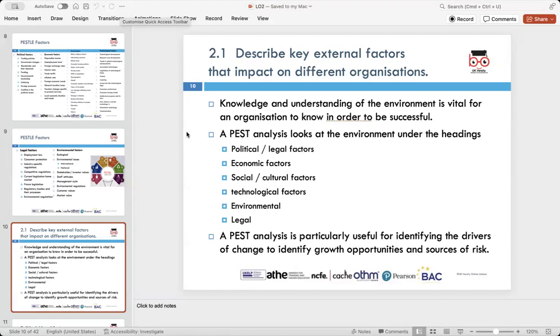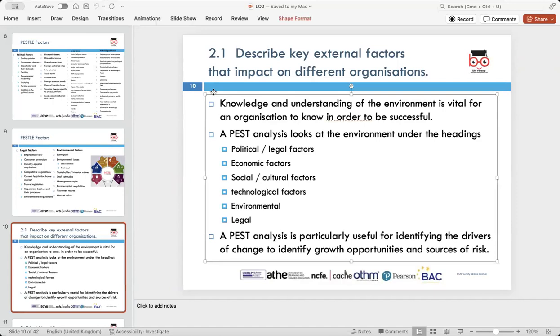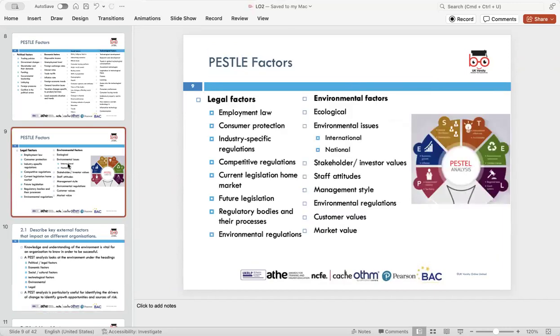That's fine. Then the next one is to describe key external factors that impact different organizations, in order for an organization to achieve success. Here, where is the last page? Here.